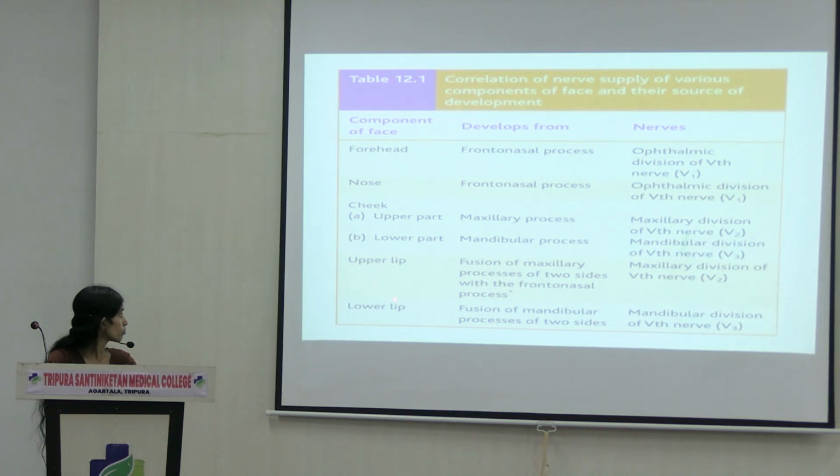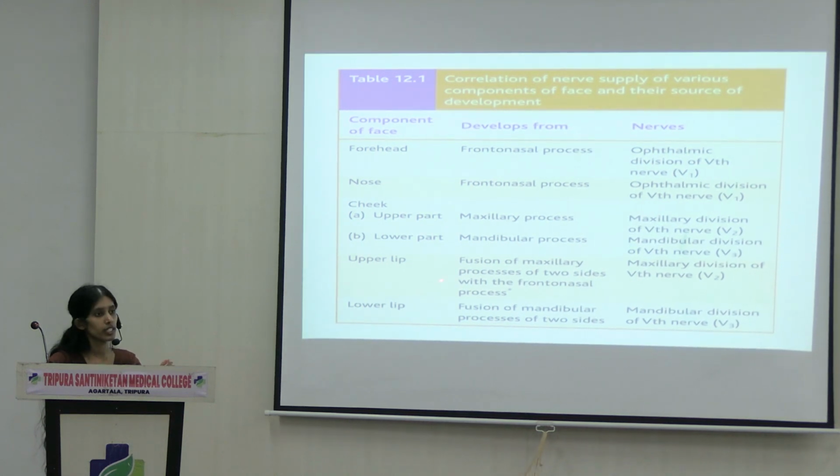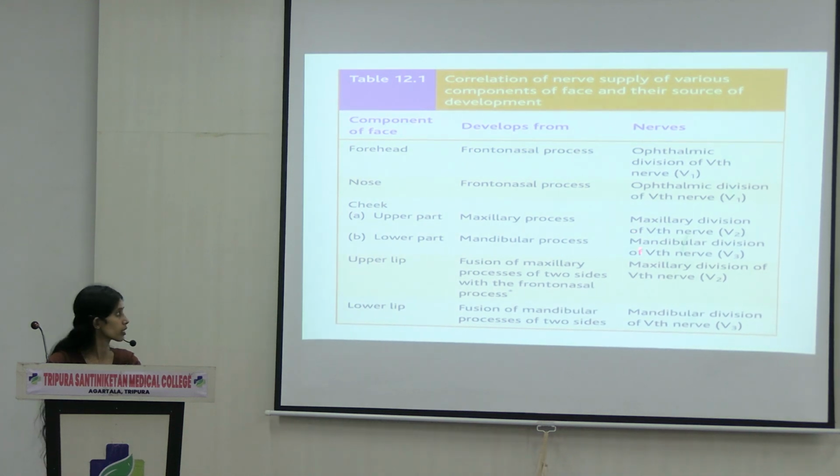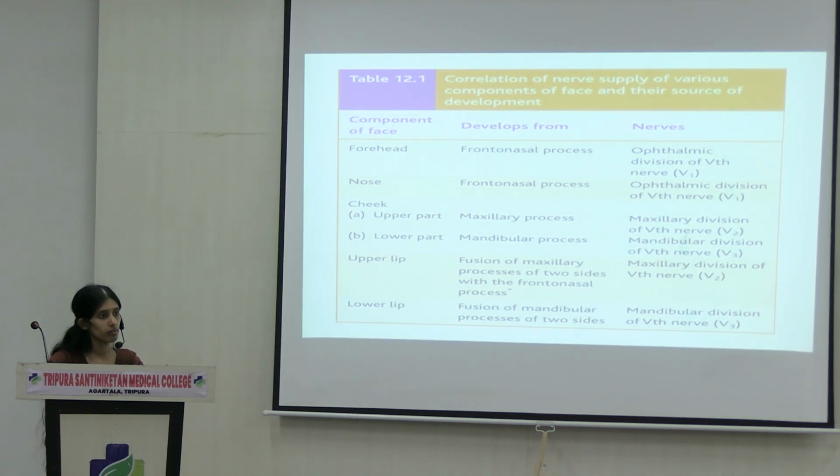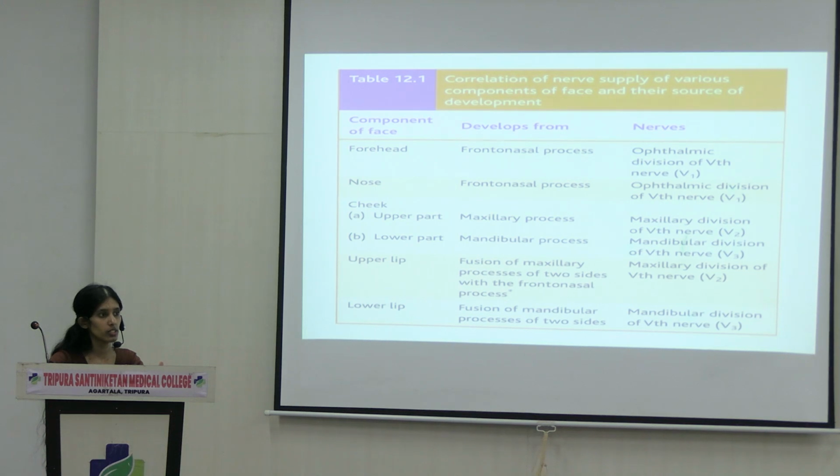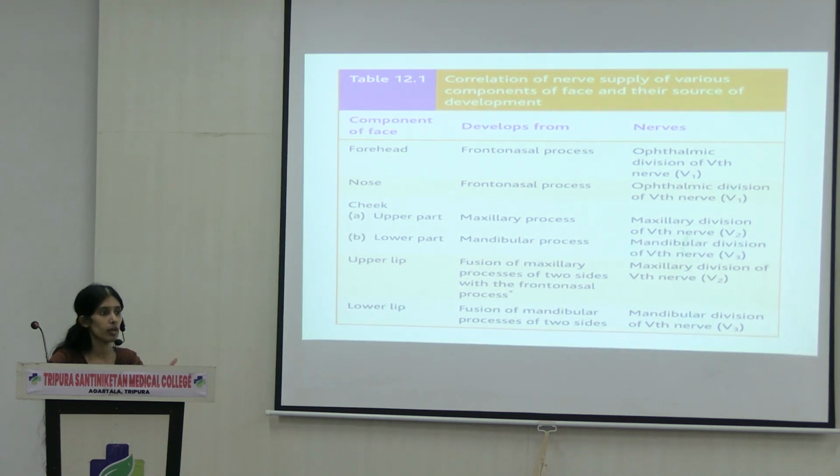Okay. Different parts, that is the different derivatives, are given here, but remember ophthalmic, frontonasal region; maxillary, maxillary process region; and mandibular nerve, mandibular process region. Okay, these are the 3 important points you should remember.